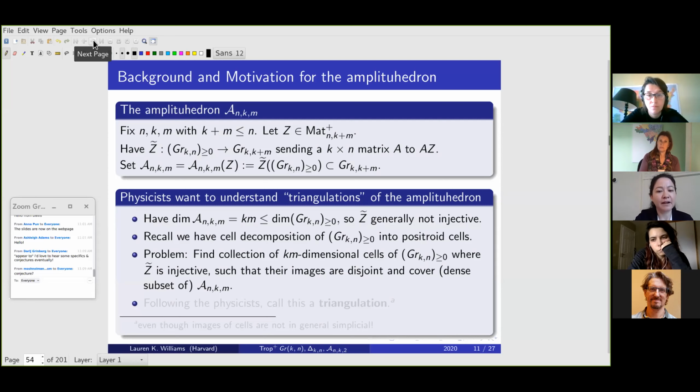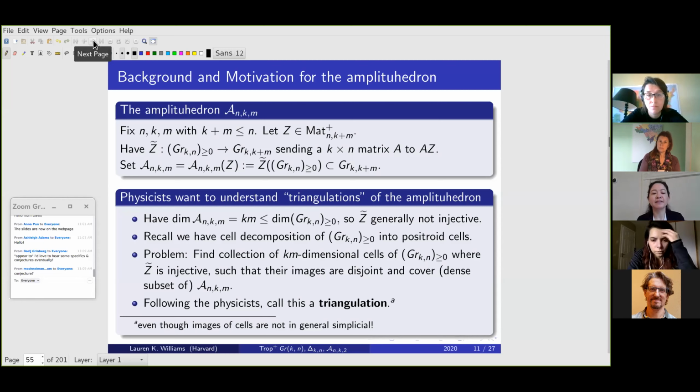Okay, so this is what the physicists call a triangulation of the amplituhedron. And despite the fact that we're going to use the word triangulation, images of cells are not in general simplicial. But I think they use this terminology because in the case that the amplituhedron recovers the cyclic polytope, you recover well-known triangulations of the cyclic polytope.